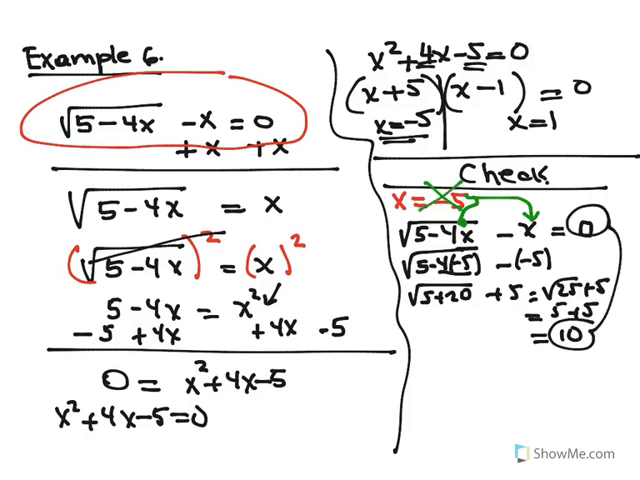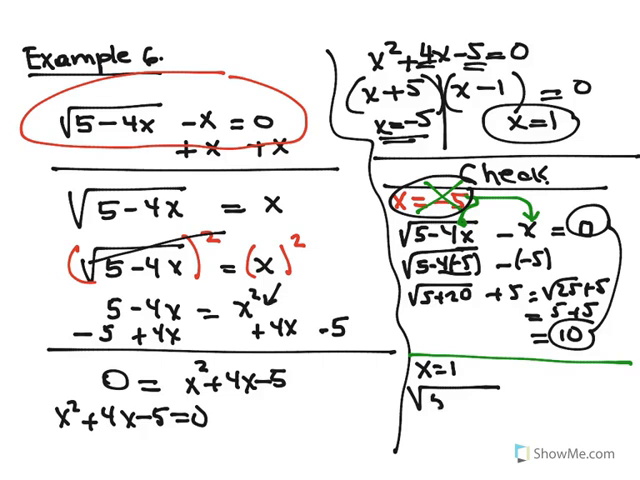So this solution is extraneous. We're not taking that solution. Let me go with the other solution, x equals 1. Okay? So I'm going to write my equation and I'm going to substitute my solution.